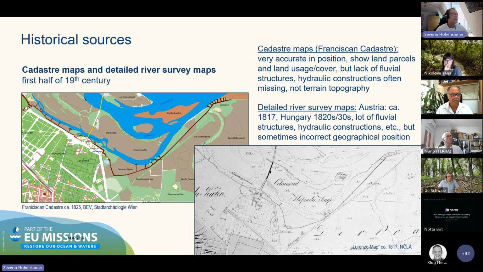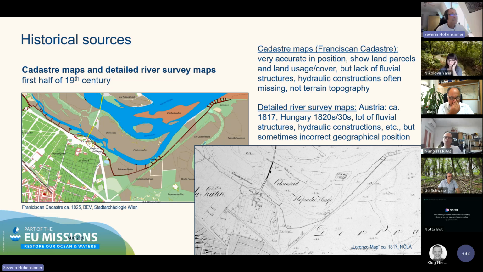And so, good luck at that, more or less at the same time, the first very detailed river survey maps were made. Here for Austria around 1817, it shows the same area compared to the cadastre. Here we have all types: sediment bars, water depths, hydraulic constructions, and so on. But they sometimes have incorrect geographical position.